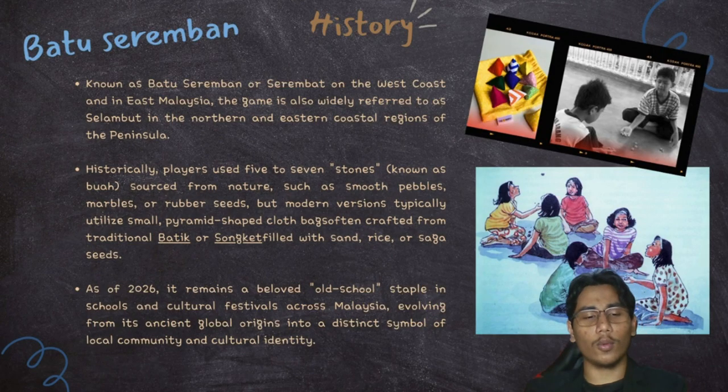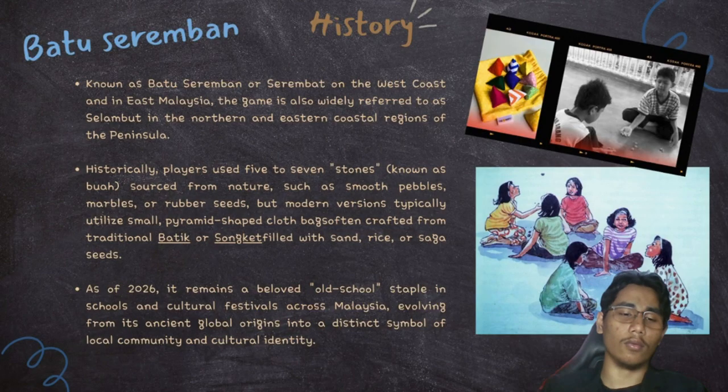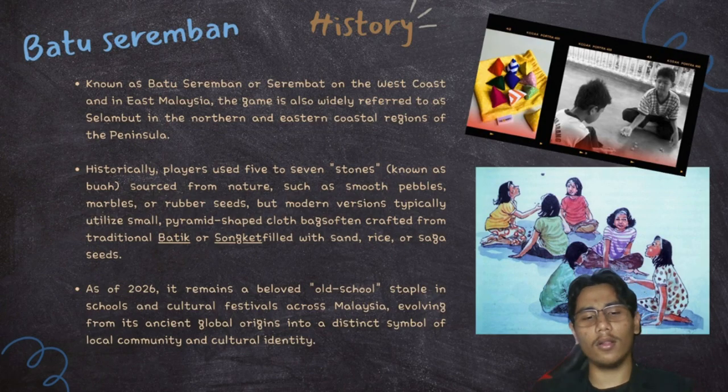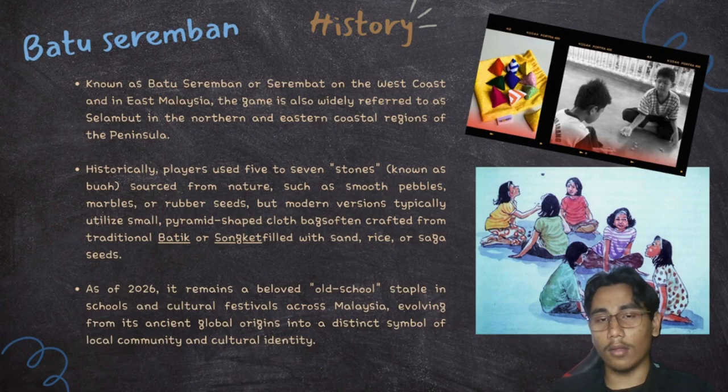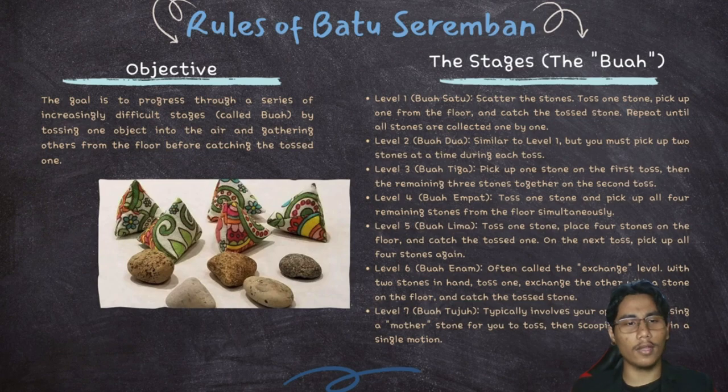As of 2026, it remains a beloved old school staple in schools and culture festivals across Malaysia, evolving from its ancient global origin into a distinct symbol of local community and cultural identity. The goal is to progress through a series of increasingly difficult stages called boa by tossing one object into the air and gathering others from the floor before catching the tossed one.